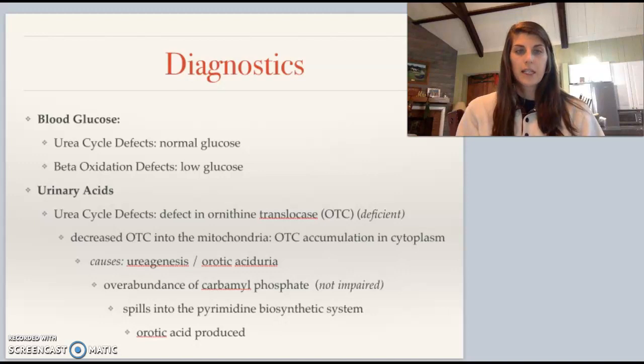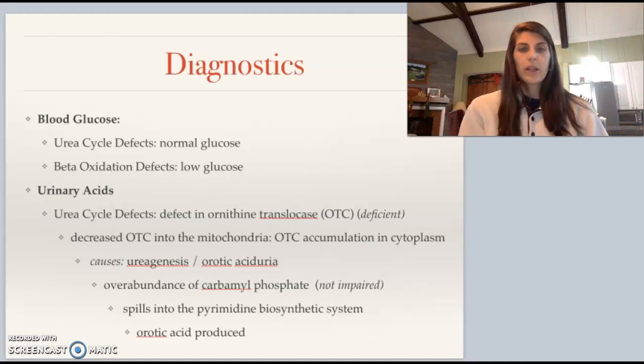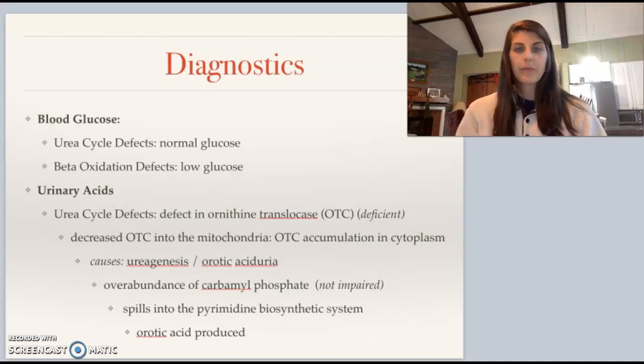So out of the diagnostics, blood glucose, urinary acids, serum fatty acids, and plasma glutamine, only one can be used to distinguish between a urea cycle disorder and a beta oxidation disorder. So first, for the blood glucose, in a urea cycle defect, there would be normal levels, whereas a beta oxidation defect would have low blood glucose. So glucose levels don't really have an association with either disorder, so it wouldn't work to distinguish between the two. So for urinary acids, they are specific to the urea cycle and not beta oxidation. Thus, there would be no way to distinguish between the two disorders.